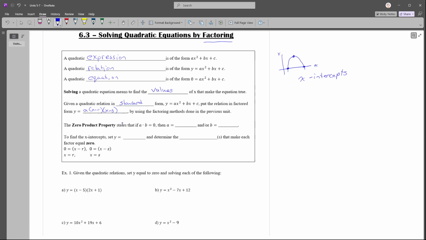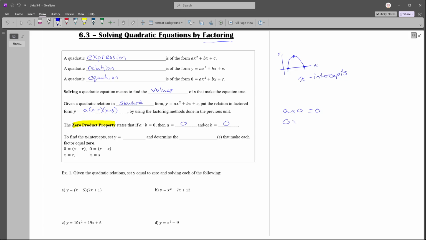Now, with this, once we get it in factored form, this is going to allow us to apply what we call the zero product property. Now, what is the zero product property? The zero product property is if I have A times B and the result is 0, that means either A or B or both of them have to be equal to 0, right? So if I have anything times 0, I'm going to get 0.